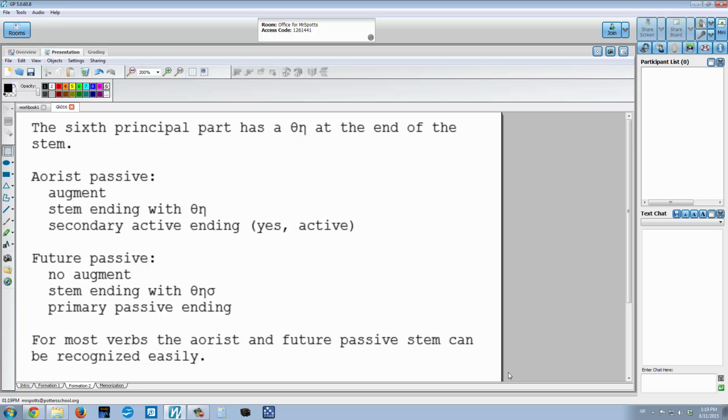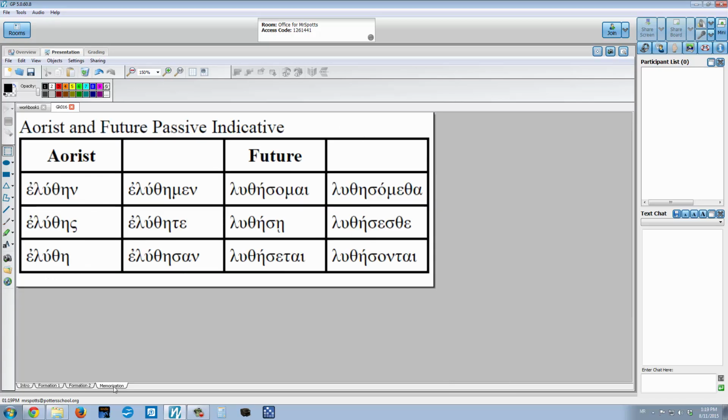So here's how it's going to work out. For the aorist passive, we're going to have an augment because it's aorist. We'll have a stem ending with a theta eta, and then we'll have a secondary active ending. Yes, active, not passive. Let's take a look at that aorist passive with its augment, its stem, luthe, and its active ending on, amen, eta, on. You see, it simply gets rearranged a little bit by the theta eta. There's an extra sigma stuck in there in the 3rd person plural. But you'll be able to recognize that stem quite easily, I think.